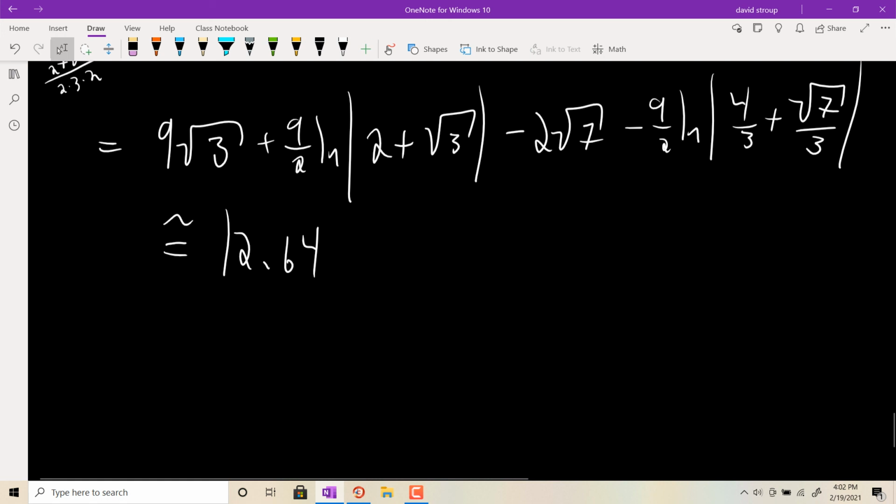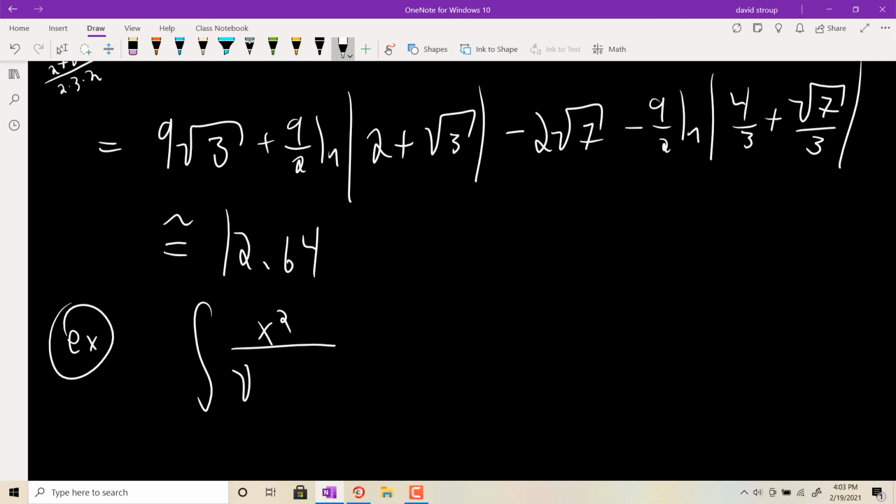This is number 37, I guess. Let's find one in the book. I'm not happy with number 37. It's like a bummer. There we go. So we have the integral of x squared all over the square root of 2x minus x squared dx.